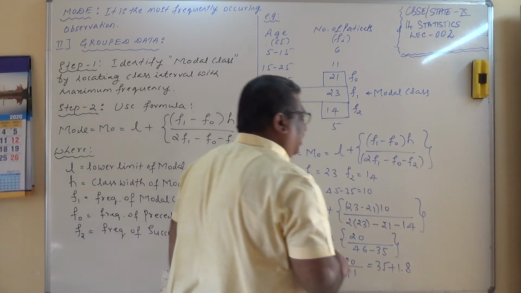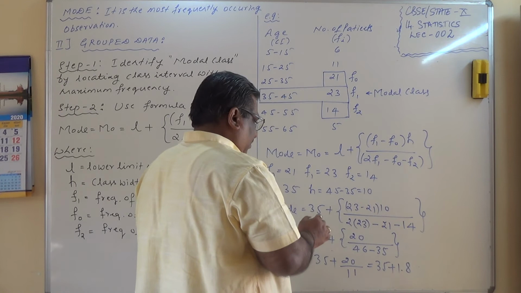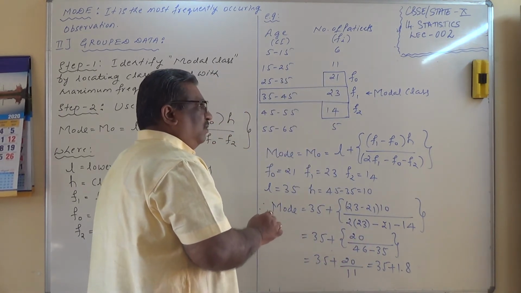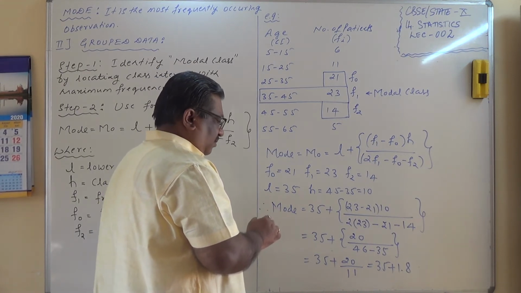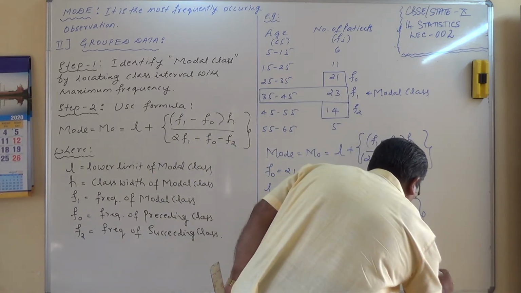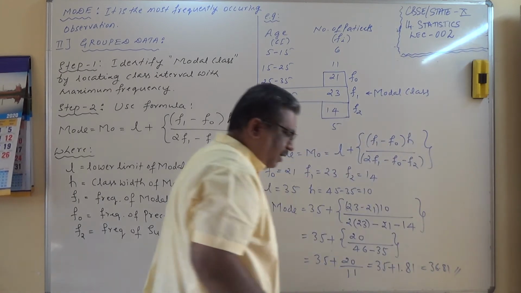1.988, 88 11, 9, 88, 1.81, which is equal to 36.81. That should be your mode.